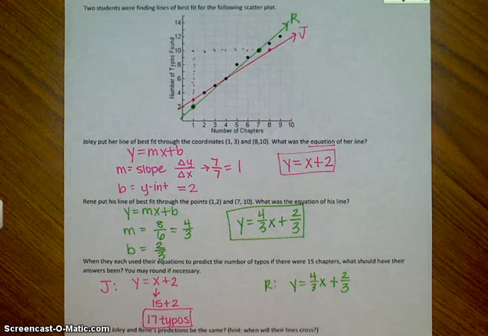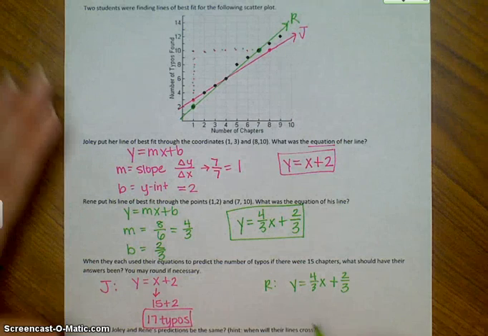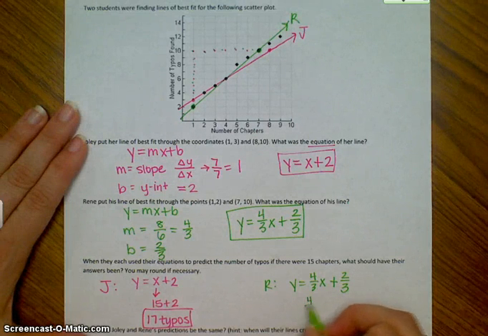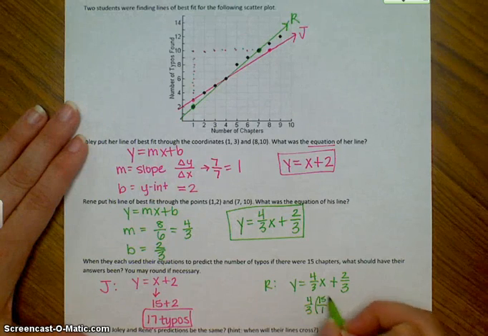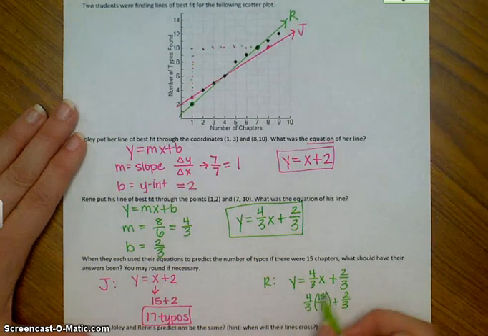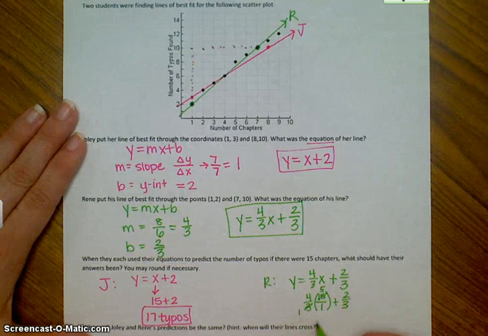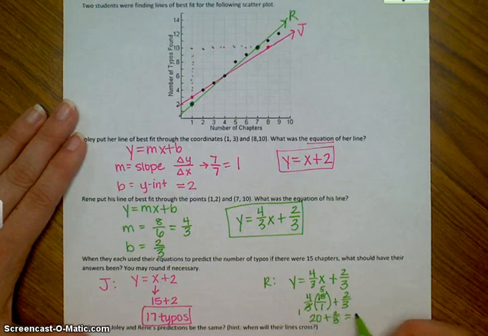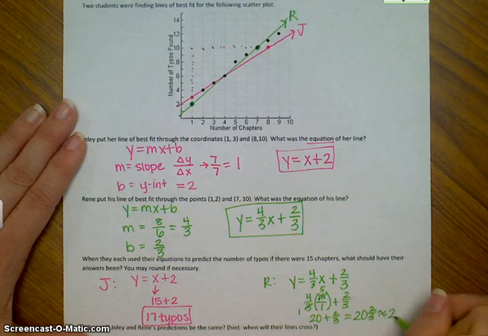For Renee, it takes a little bit more work, but still the same process. We're going to take that 4/3 and multiply it by our 15 and then add 2/3. With this, we can simplify. So 4 times 5 is 20 plus 2/3. This is equal to 20 and 2/3 typos, or approximately 21 typos.